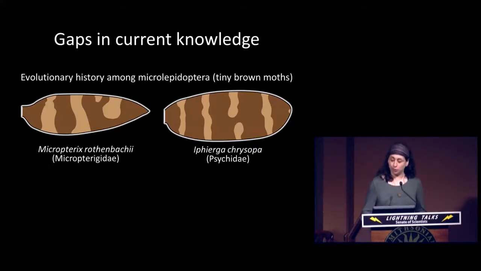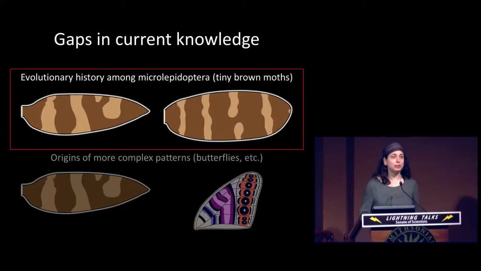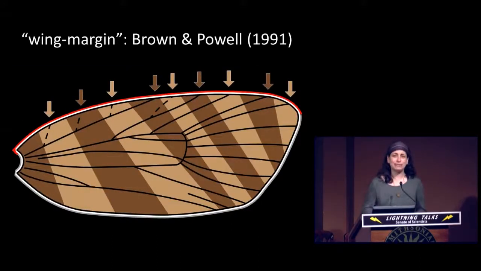We still don't know. And then the second main gap in our current knowledge is that we don't understand how the more complex wing patterns that we see in butterflies and their close relatives originated from the simpler wing patterns that we typically see in tiny brown moths. So I'm going to address this first gap right now, the evolutionary history in tiny brown moths.